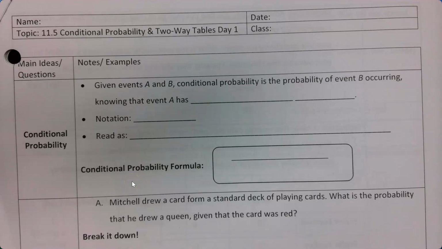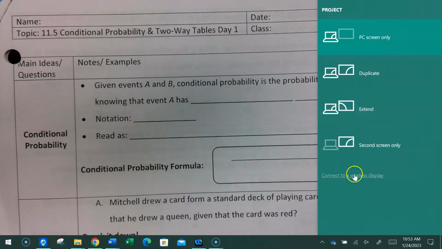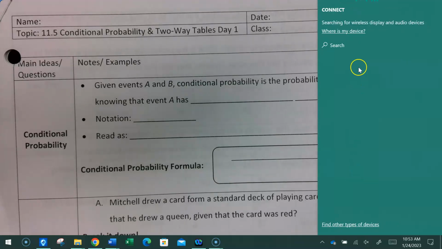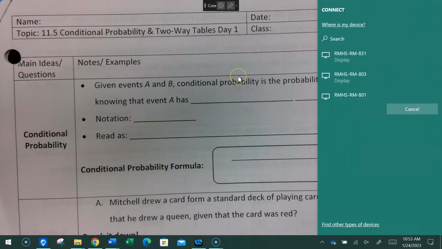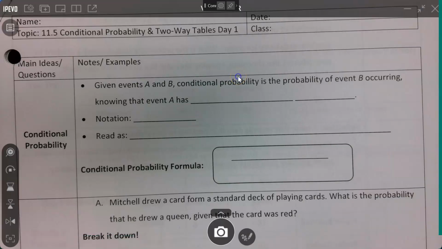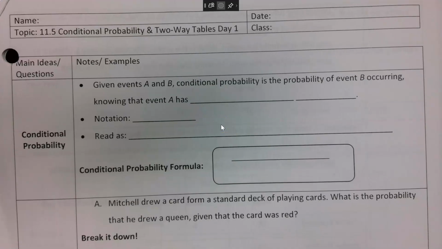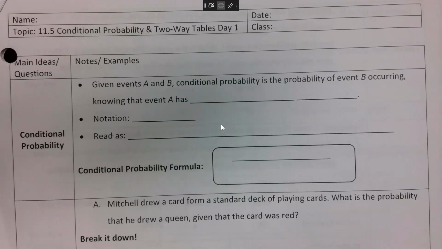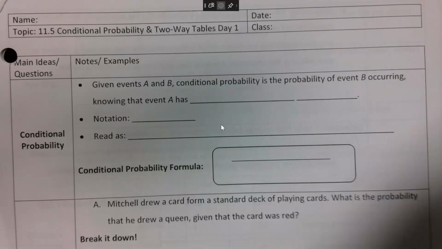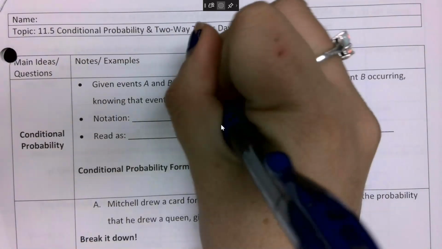Okay, so today we are doing conditional probability in two-way tables. Conditional probability, given events A and B, is the probability of event B occurring, knowing that event A has already occurred.